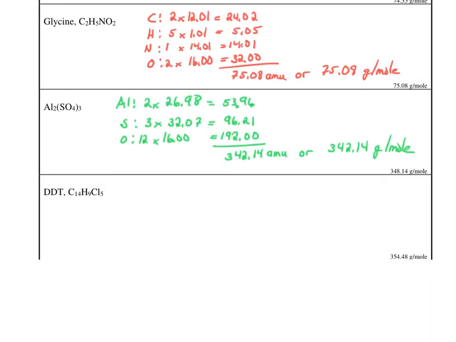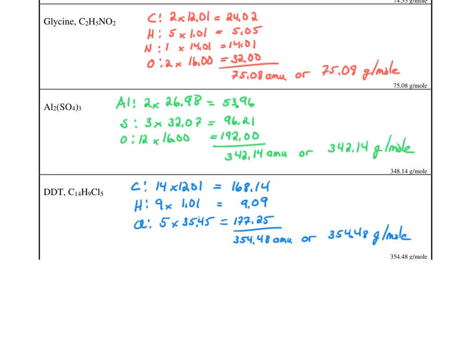We want to be careful here to make sure that we know that we have 3 of the sulfates. That means in addition to the 2 aluminums, we have 3 sulfurs and 3 times 4, 12 oxygens. And the formula weight of DDT. Note in all of these calculations I'm using 2 decimal places. That's generally sufficient to give you enough sig figs.